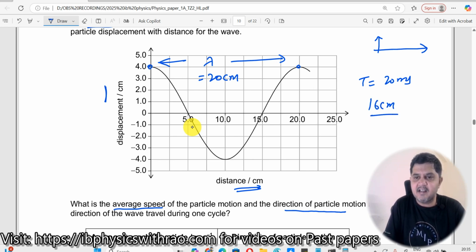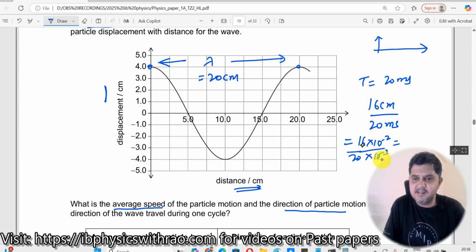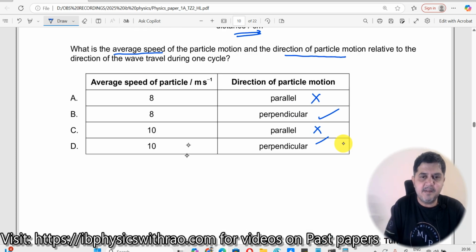16 centimeter in a time of 20 milliseconds. It should be 16 into 10 power minus 2 divided by 20 into 10 power minus 3. If you do this, how much do you get? 4 4s are 16, 4 5s are 20, so this should be 0.8, and 10 power plus 3 would be multiplied, so it should be 8. The answer should be 8 meter per second, perpendicular. The answer is B.